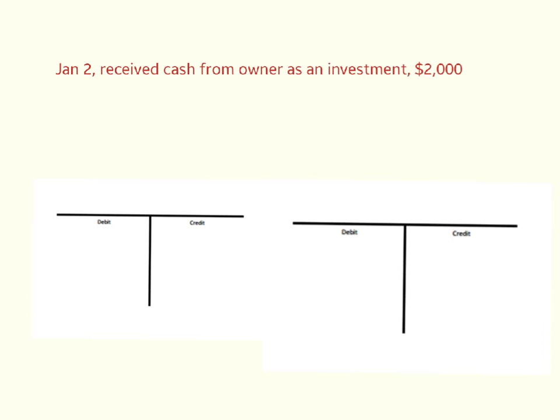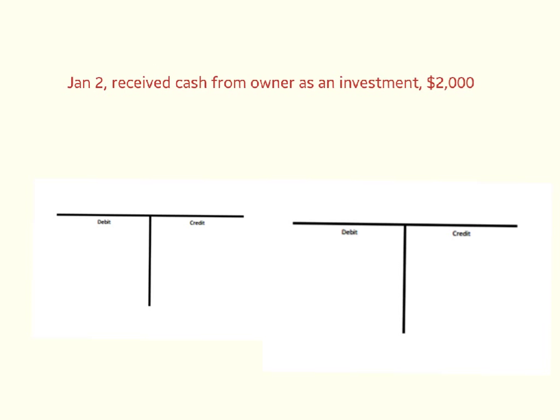So let's break down our first transaction. Of course, January 2nd, we received, right? Which means it came in cash, from the owner, it's an investment of $2,000. So the first thing that we're going to do is label our T accounts. We're going to label the first one as cash, and the second one is the owner capital account.